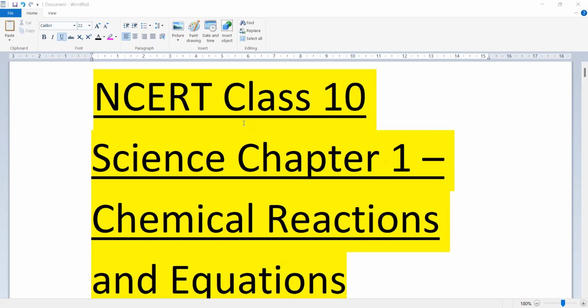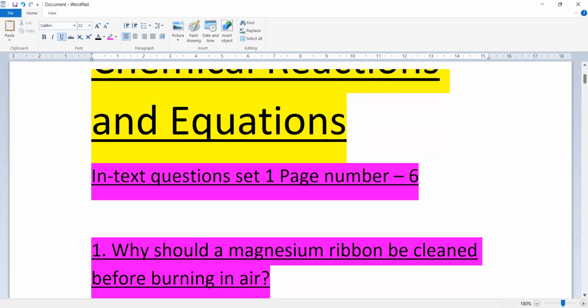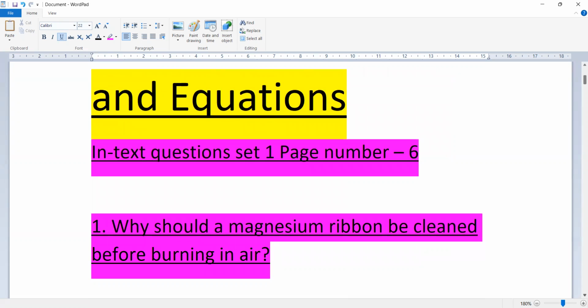Today we will discuss Science Chapter 1, Chemical Reactions and Equations, NCERT, Class 10, CBSE Board Pattern Syllabus. We will discuss the textual questions and in-text questions of Chemical Reactions and Equations. In-text questions, set 1, page number 6.